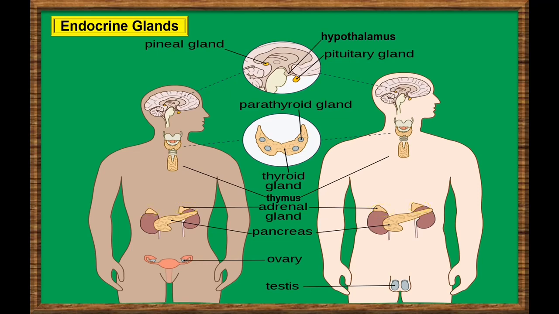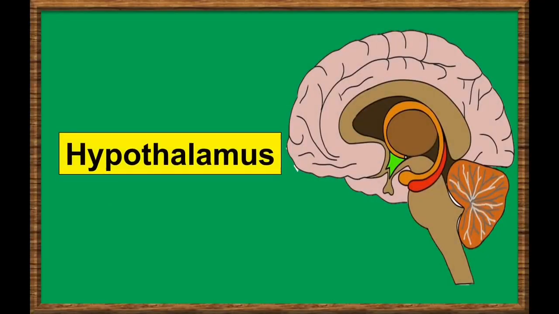For the reproductive glands or gonads, for female gonads, we have the ovaries. And for male gonads, we have the testes or testicles. Let's discuss briefly the functions and hormones secreted by each endocrine gland. Hypothalamus.